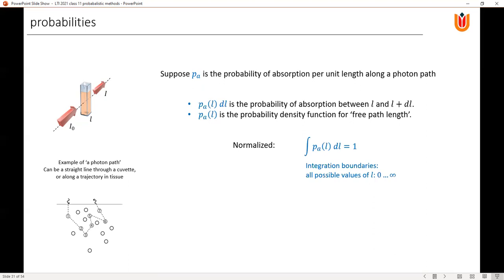It's normalized, of course, because it is a true PDF. So if you integrate it from 0 to infinity, the result should be 1. Okay, now let's assume that PA of L is a constant, so there is no L dependence. Instead, the absorption probability is equal along the trajectory. That is probably always true for a cuvette. For tissue, it may not be true because you can have different layers with different components.